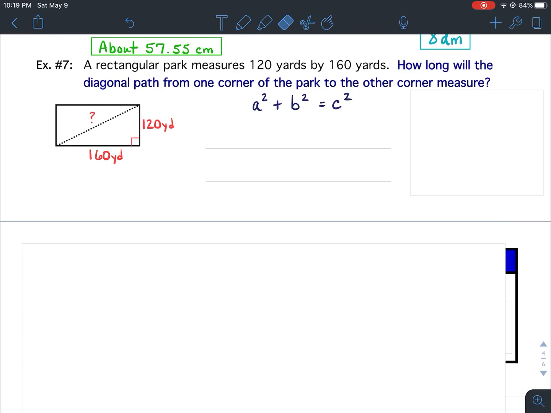Well, the first thing you need to remember is if it's a rectangular park, that means that all corners of that rectangle will have 90-degree angles. So that's why I drew that 90-degree angle there. And then because the park is 120 yards by 160 yards, I made the shorter length be the 120 and the longer side be the 160 yards. And it asks us to find the diagonal path from one corner of the park to the other corner.